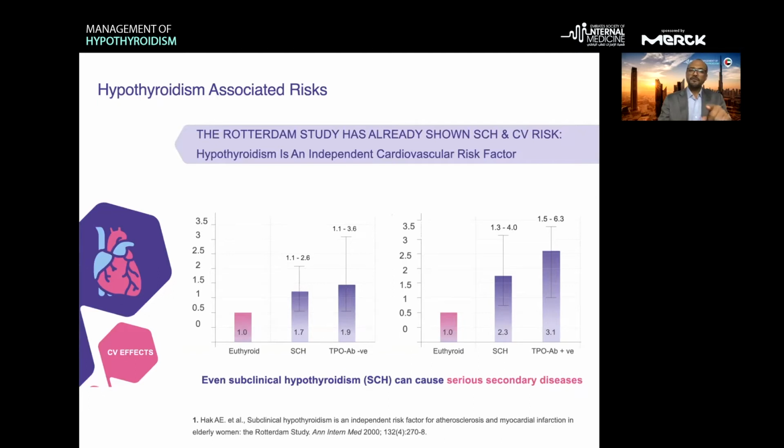And if they have antibody positive, it goes to 1.9, the relative risk, the odds ratios, for development of aortic atherosclerosis and cardiovascular events. And if they have antibody positive, then the risk increases in subclinical hypothyroidism to 2.3. And if they are frankly hypothyroid with positive antibodies, it goes to an even higher level. So as I said, hypothyroidism per se is associated with increased cardiovascular risk.